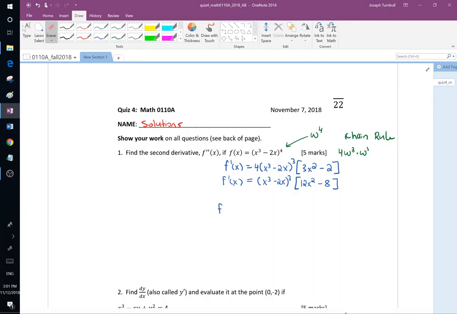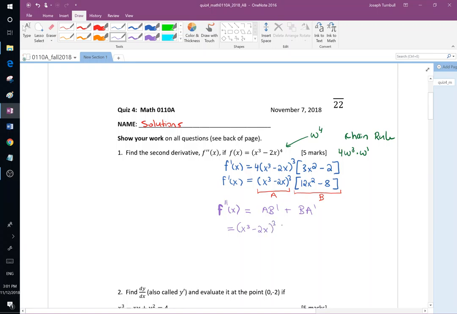F double prime of x. And we need a product rule. And this is what went wrong in a lot of the quizzes. At this step here, I'm doing a product rule. It's a times b prime plus b times a prime. So a is our first function there, x to the 3 minus 2x all to the 3 times b prime. The derivative of 12x squared is 24x plus b times a prime. So 12x squared minus 8 times a prime.